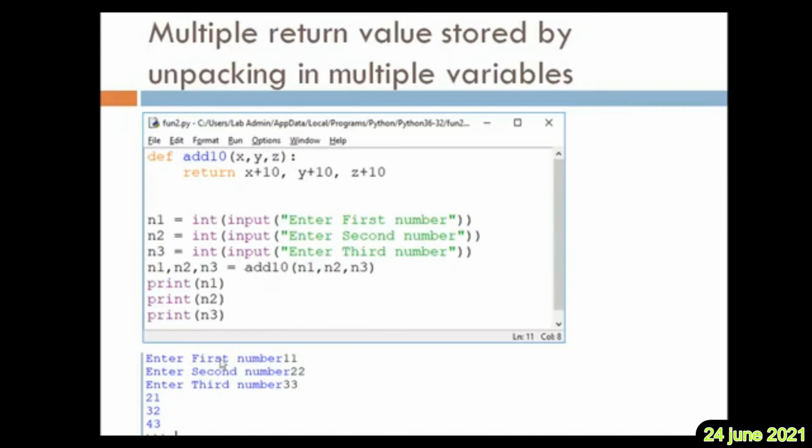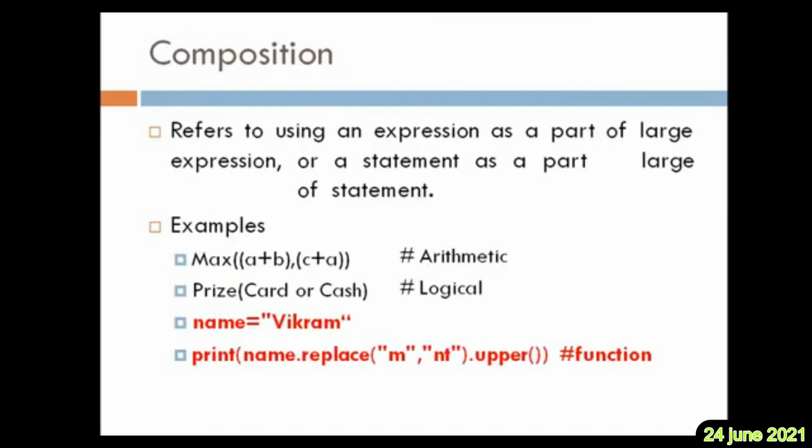33 plus 10, 43. Is it clear? So as an entire tuple also, you can store it and print it, or you can unpack them in a different number of variables. This is what we are saying, right?